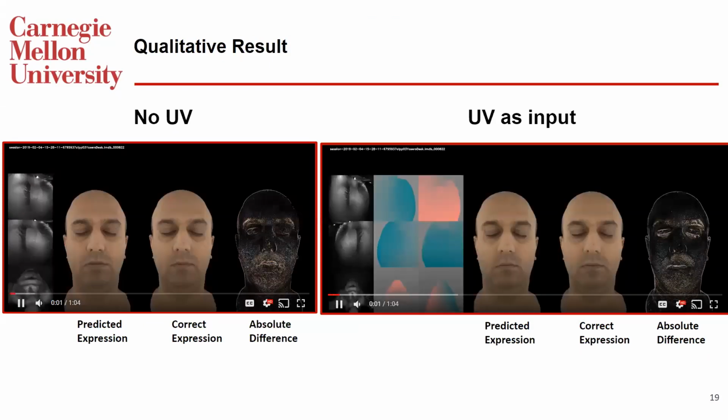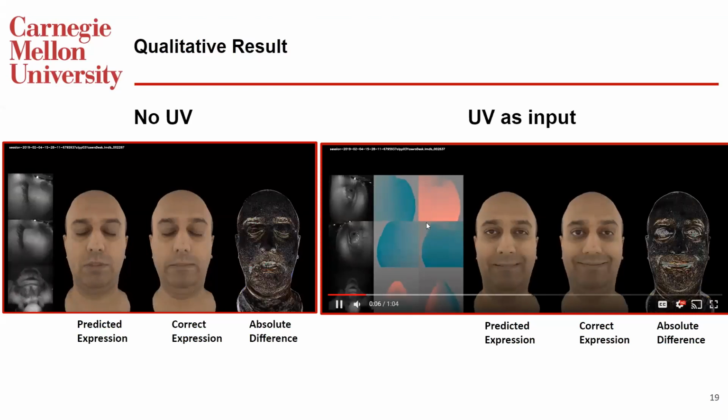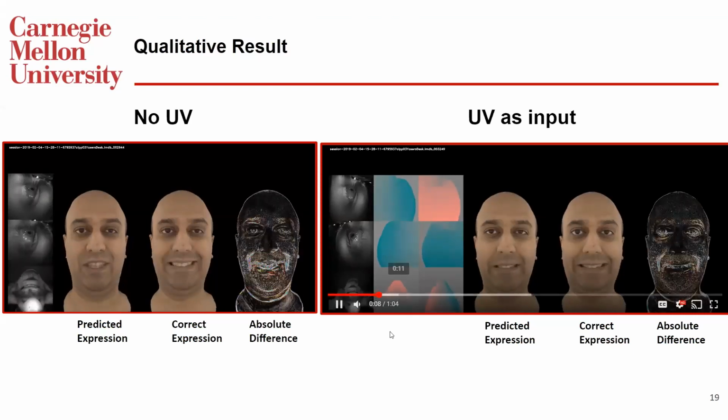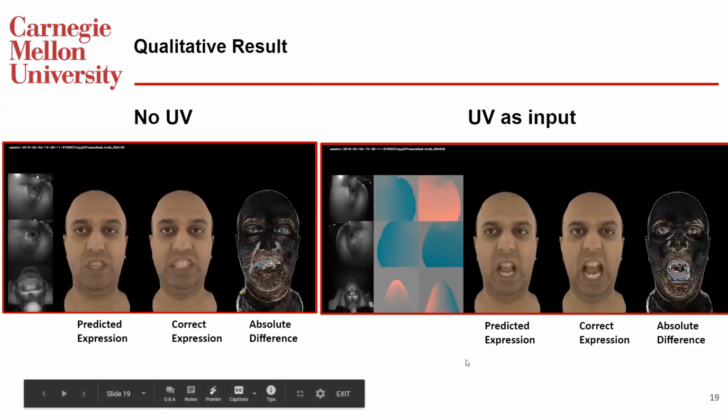Here we see the qualitative results, which finally show the importance of UV maps. We can see that even though the results do not completely solve the problem, they are in the correct direction to help solve the problem.